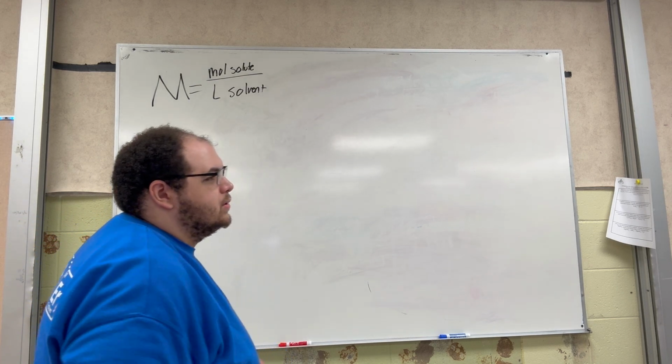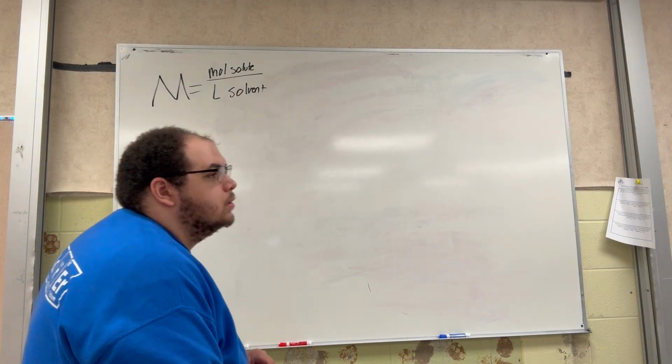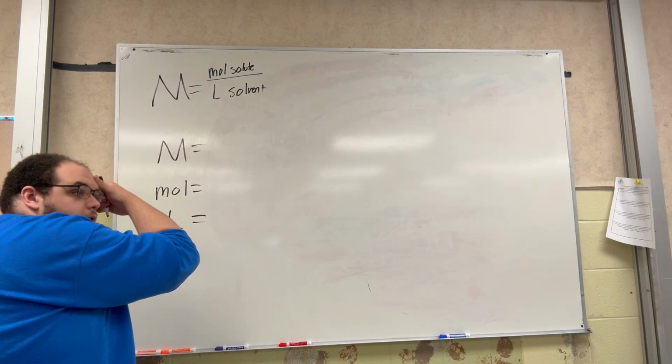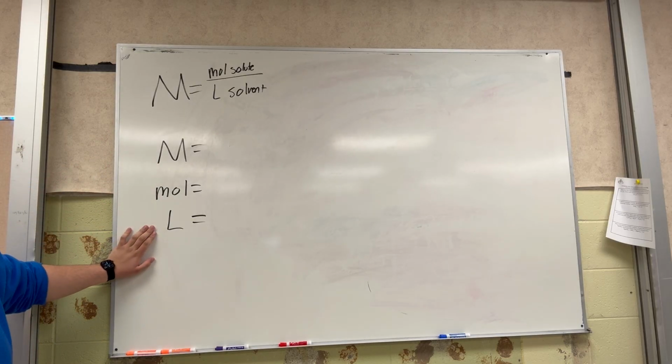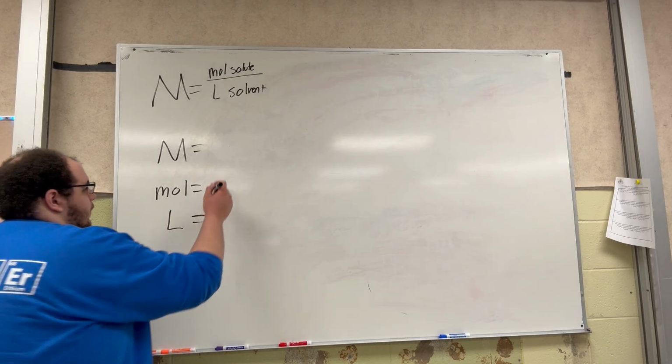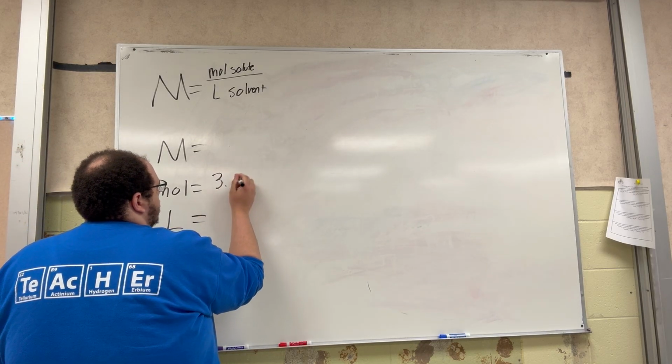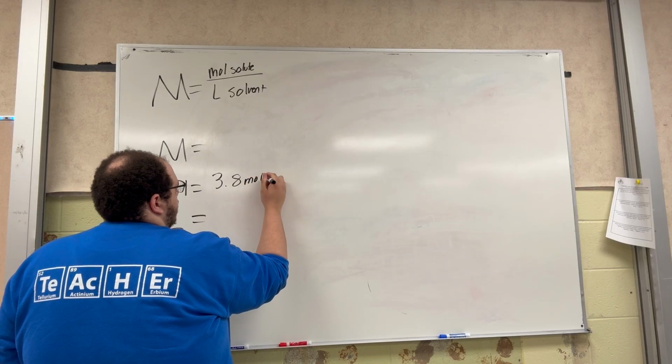In our case, Gage, what's my first given? 3.8 moles of HCl. Yeah, we have 3.8 moles of HCl. Which one of these variables do you think that's going to go to? Moles goes with moles.